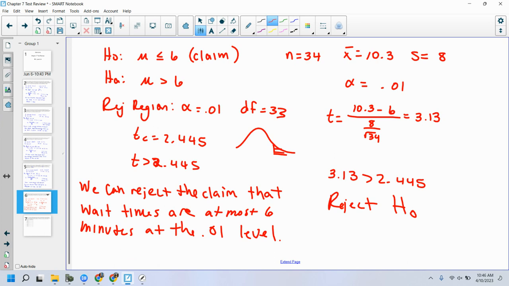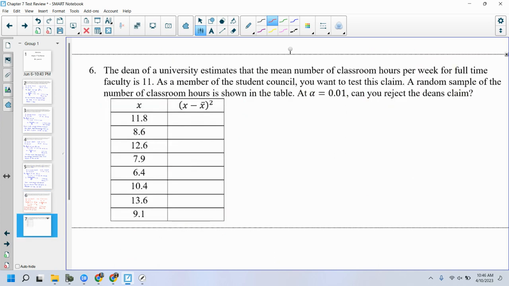All right, last one. What do we got here? A dean of a university estimates that the mean number of classroom hours per week for full-time faculty is 11, which is ridiculous. That's crazy. Like the professors' in-class hours per week is 11.